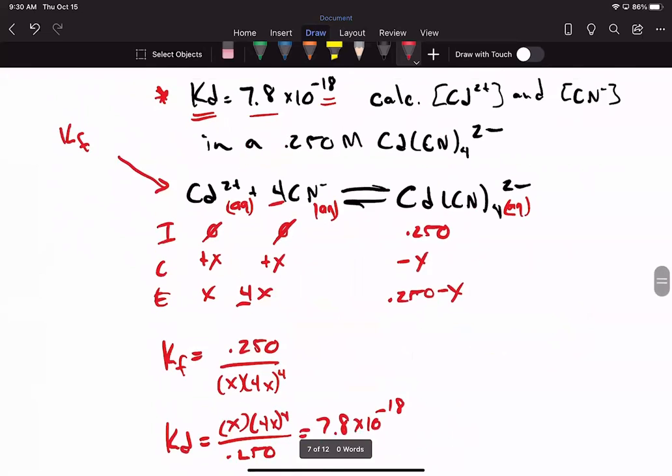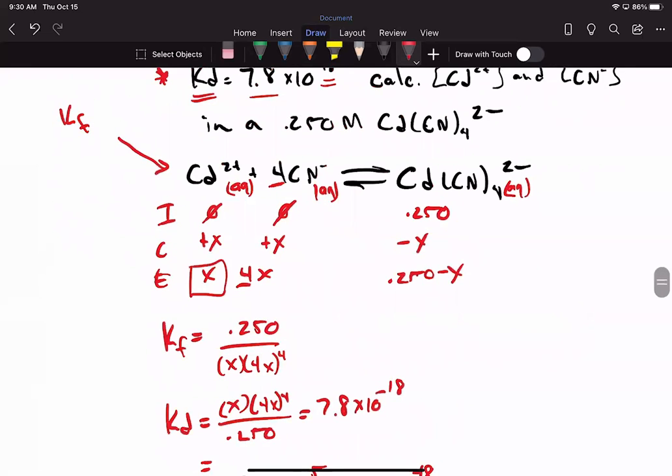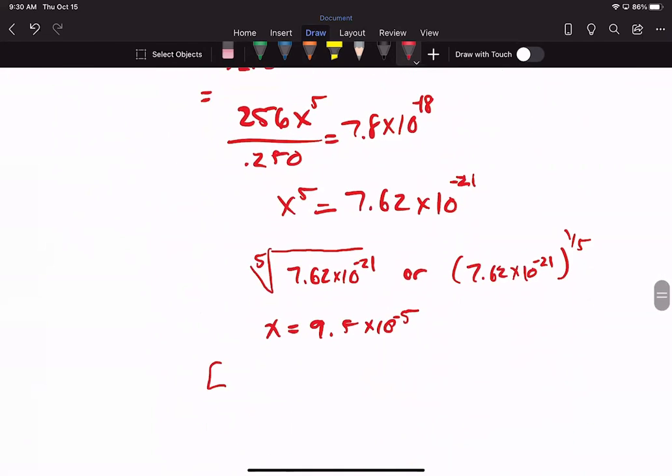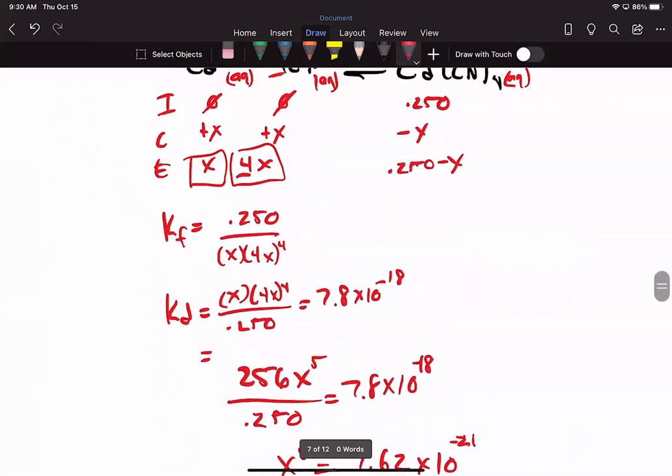And now that we know what x is, we can figure out these concentrations here. X is simply the concentration of cadmium. In this solution, it is going to be 9.5 times 10 to the minus 5. And let's see this calculation here. We're going to go, was it cyanide? Was that it? Cyanide, yeah.